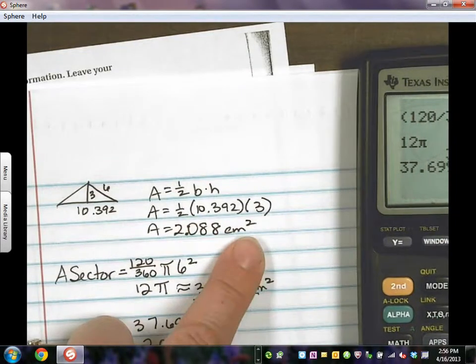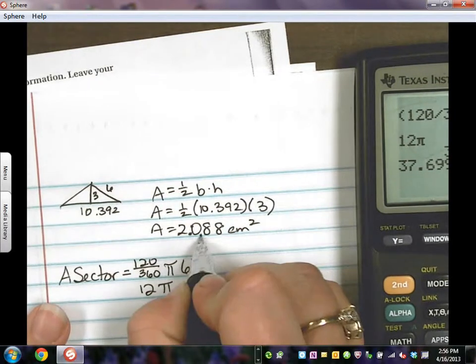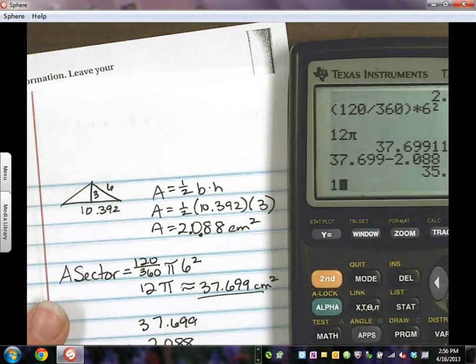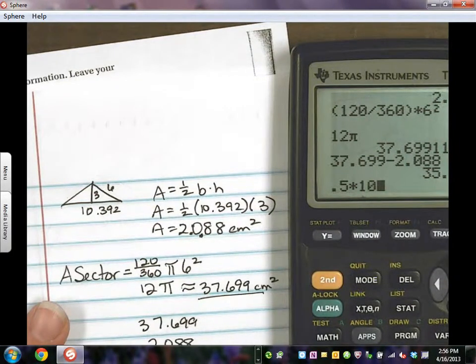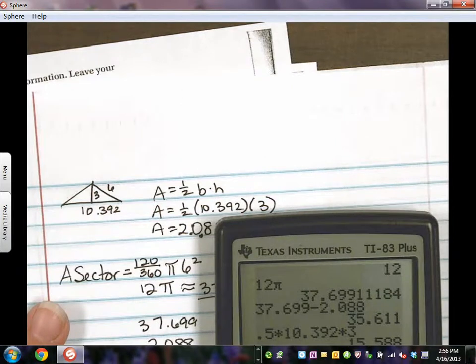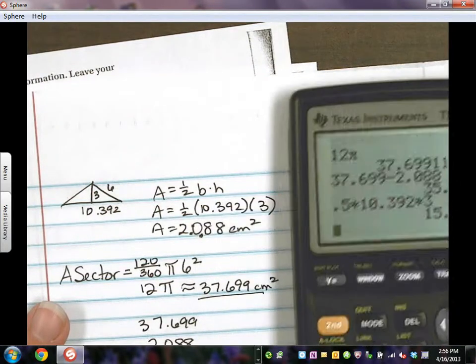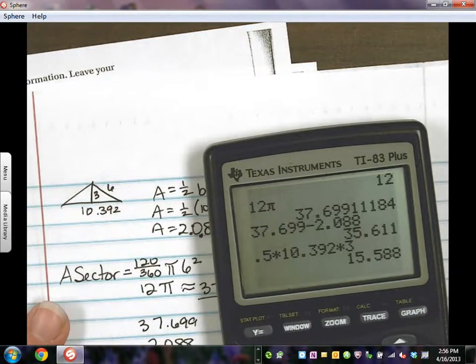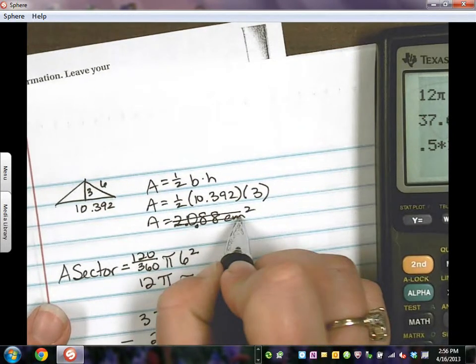1/2. This is going to be 30. Oh, it's 20.88. That's the mistake. I must have done something weird. 1/2, let's say 0.5, times 10.392 times 3. What did I do? Well, when I did that again, look what I got. 15.588. So I must have typed something in the calculator wrong here.